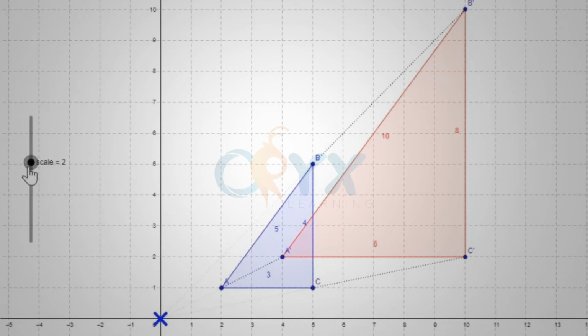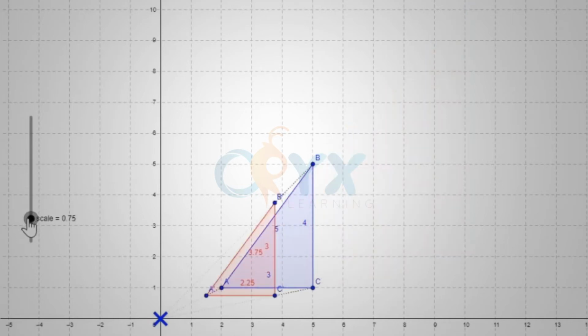If I make the scale factor between 0 and 1, so for example, if the scale factor is a half, I can see that all of the original coordinates got multiplied by a k value of 0.5, making the values smaller. So this coordinate (2, 1), well, half of 2 is 1, half of 1 is a half, so that makes the coordinate (1, 0.5), which is A' here. The same can be done for coordinates B and C. And you notice that these side lengths are also half. Half of 3 is 1.5, half of 4 is 2, and half of 5 is 2.5.